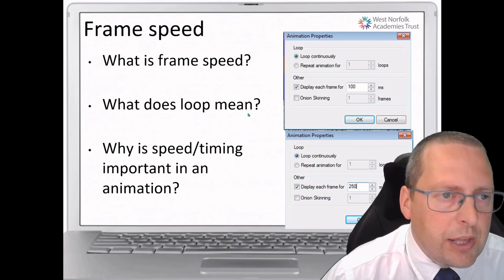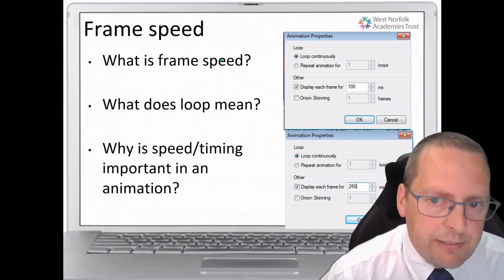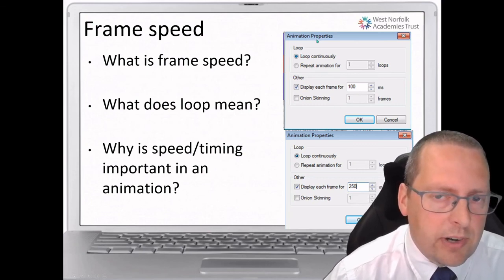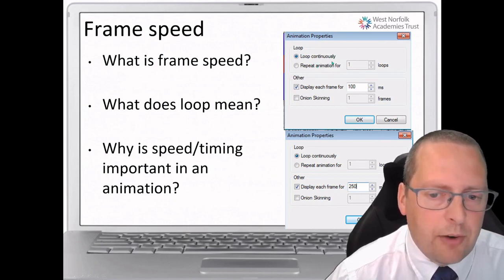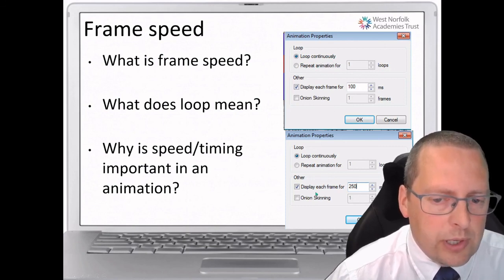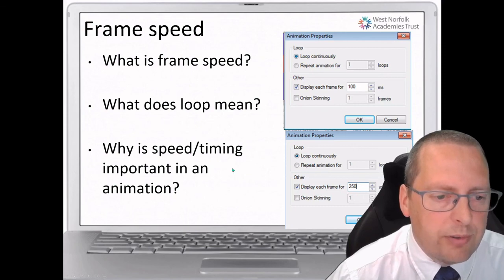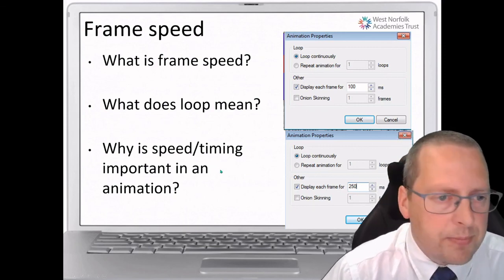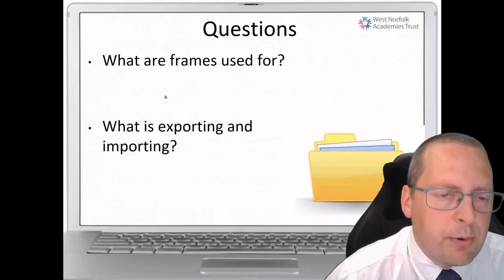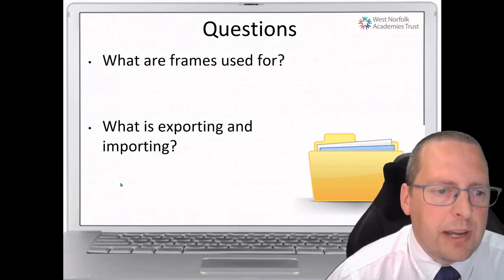Now there's a couple other things you need to be aware of. One of those is frame speed, and in your animation properties you can change this information, and we've got it looping continuously. We want our animation to carry on looping round. Or you can explain how long you want your frame to display for. So you've got that information. You can speed it up or slow it down if you find it's not right. So you need to explain in your ePortfolio what frames are used for. Remember, we created the frames at the bottom of our animation.